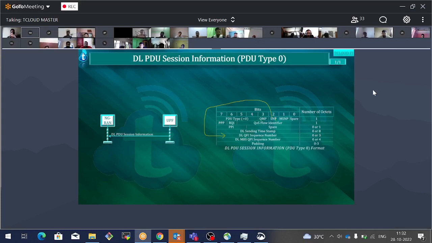Octet is nothing but a byte. Octet or byte is equal to 8 bits. 3 octets means 3 bytes, or 3 into 8, 24 bits. But if the SNP bit is set to 0, it's going to be 0 bytes. It won't be present. But if the SNP bit is set to 1, then the sequence number is present. You need to include the sequence number for the QFI flow traffic that you are sending. Similarly, if MSNP is set to 1, then this MBS quality of service flow identifier is required. Otherwise, not needed.